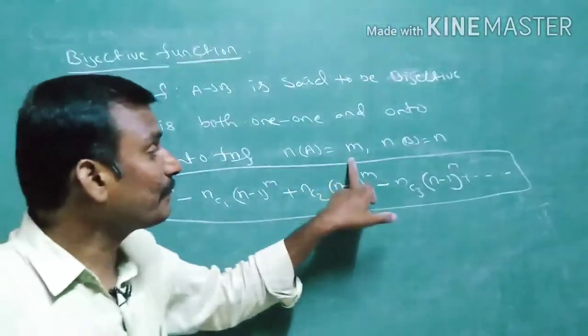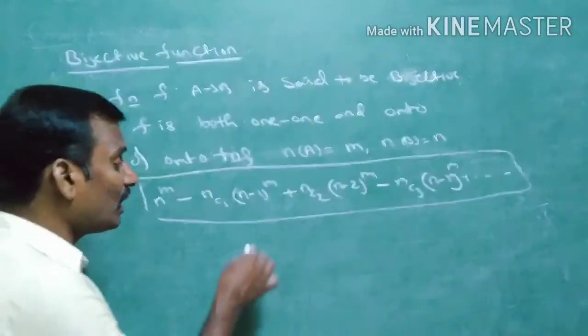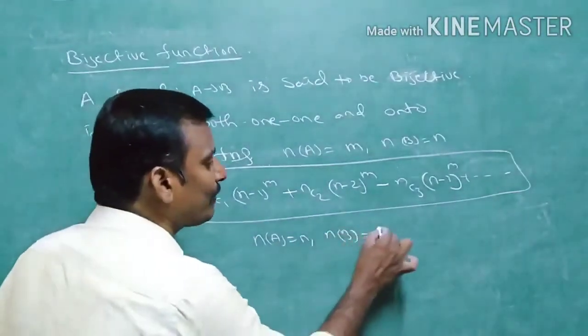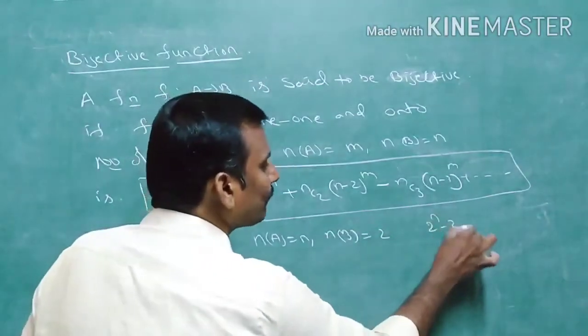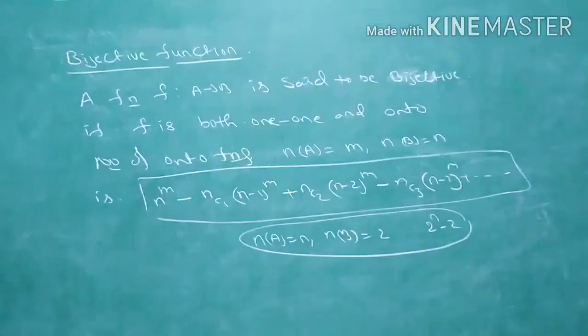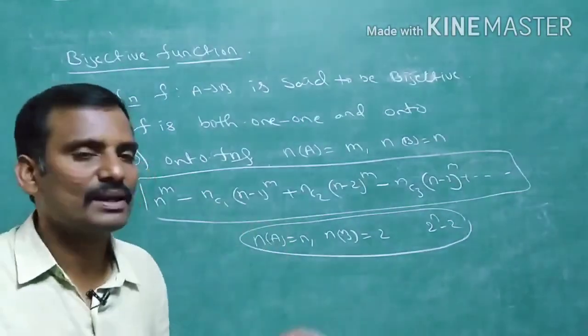Set A containing m elements and set B containing n elements. Or if set A contains n elements and set B contains 2 elements, then it is 2^n minus 2. This is the formula: 2^n minus 2. Okay. So these are the definitions and formulas.